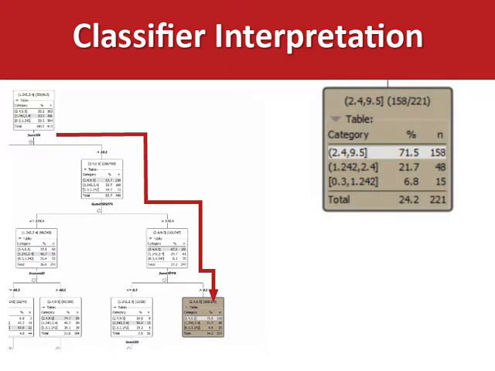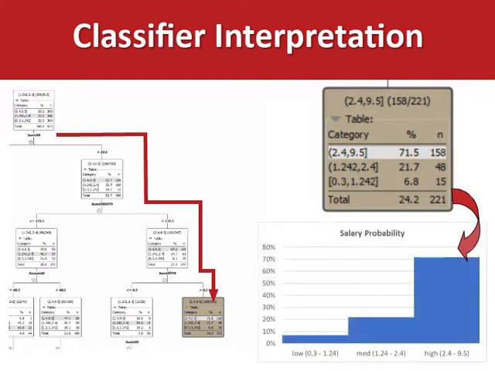If we take a closer look at this prediction, we see it is a probability distribution over these different classification outcomes. So if we look at this as a histogram, for example, we see there's a relatively low probability of being in the low salary group and a medium probability of being in the medium salary group, which is between $1.24 and $2.4 million. And then the highest probability at this particular leaf node of the classification tree is being in the highest salary group. So this would be your highest paid players.